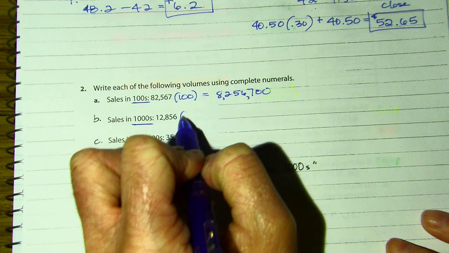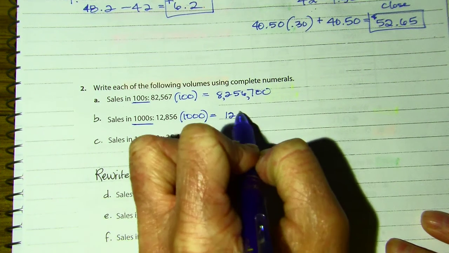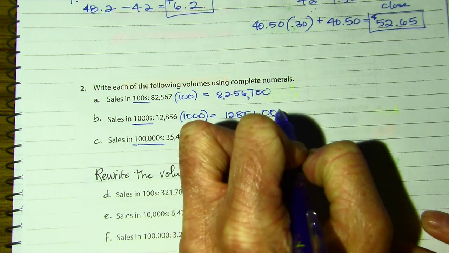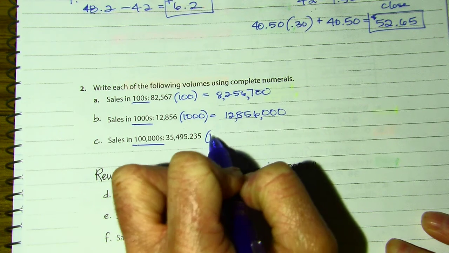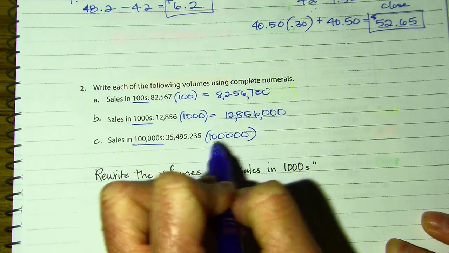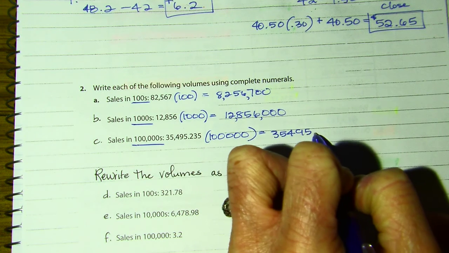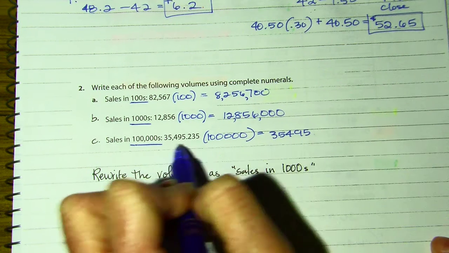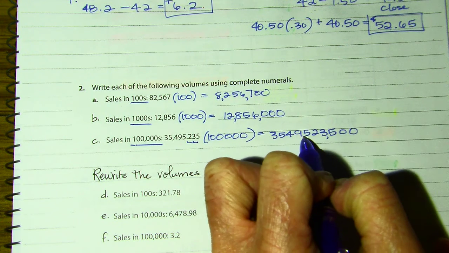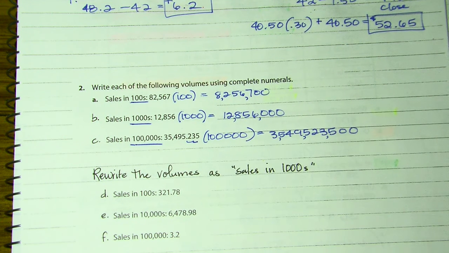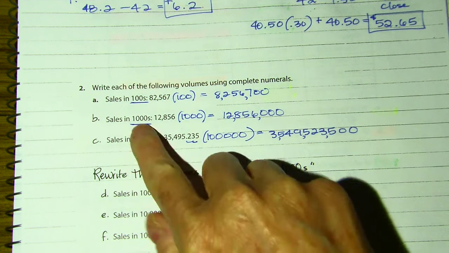The sales in 1,000s, I'm simply multiplying by 1,000. So I'm adding 3 zeros. So 12, 8, 5, 6, 1, 2, 3. But you could also just use your calculator if you don't believe me. This times 100,000, right? I'm adding 5 zeros. So 35,495. I'm moving that decimal over 3 places and adding 2 zeros. But again, you can use your calculator. So that's 3 billion. So you would simply multiply by the number they've stated.